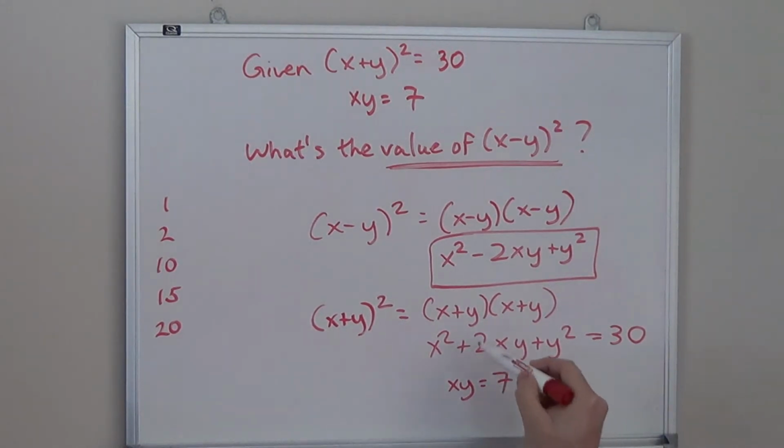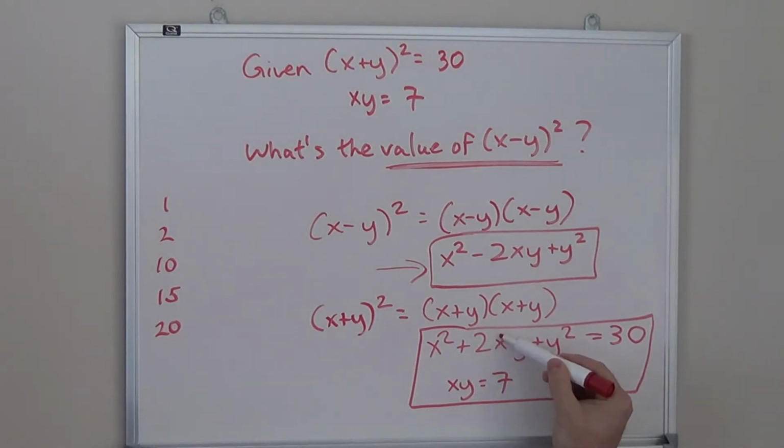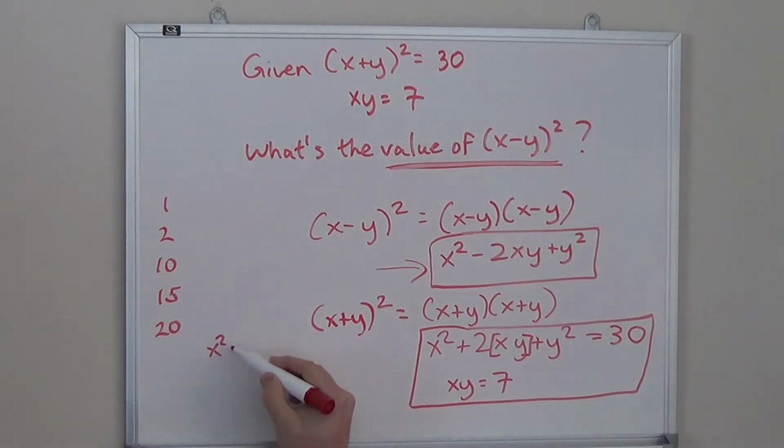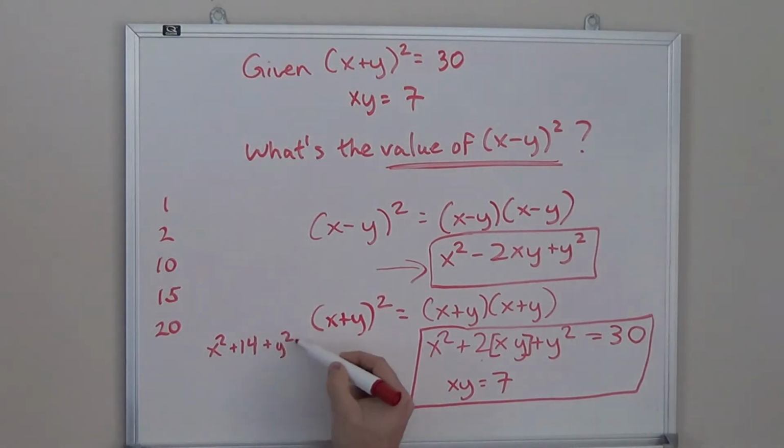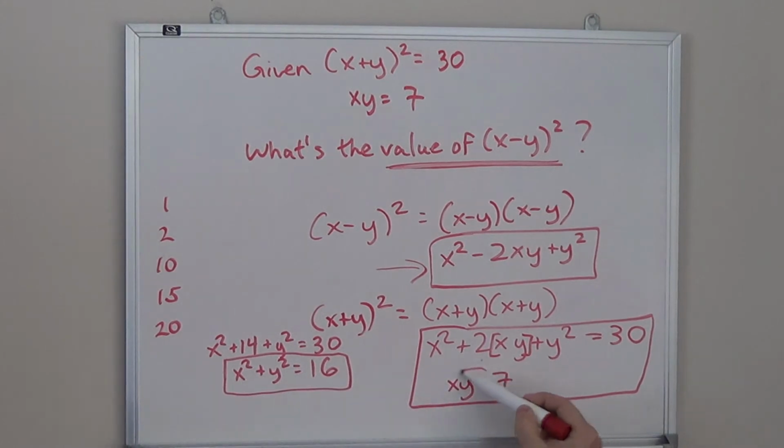And then they've also told me that x times y is equal to 7. So we've got a bunch of stuff going on here. We know this is true for sure. We're trying to make sense and get a number in there. Well, if x times y is 7, I just substitute 7 there for xy, and I'm going to move it over here now. I'm going to have x squared plus 2 times the 7, which is 14, plus y squared is equal to 30. And if I just move the numbers over, I get that x squared plus y squared is equal to 16.